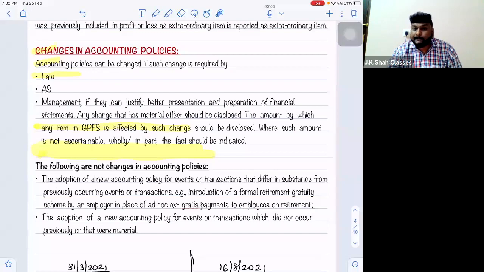In notes? In notes to accounts, na? Yes, sir. It is your wish, and you have to disclose it at one place only. Don't disclose it everywhere. Don't scatter it. Okay, sir.